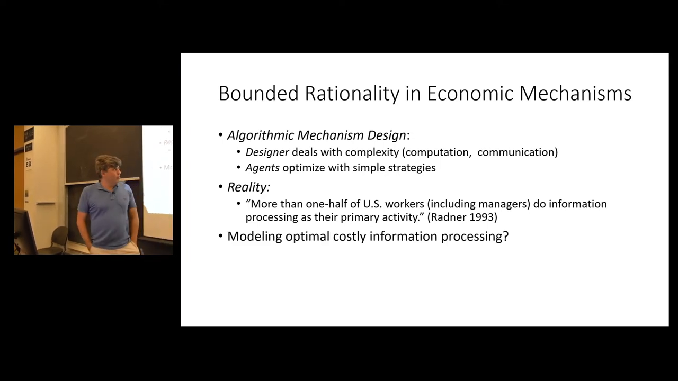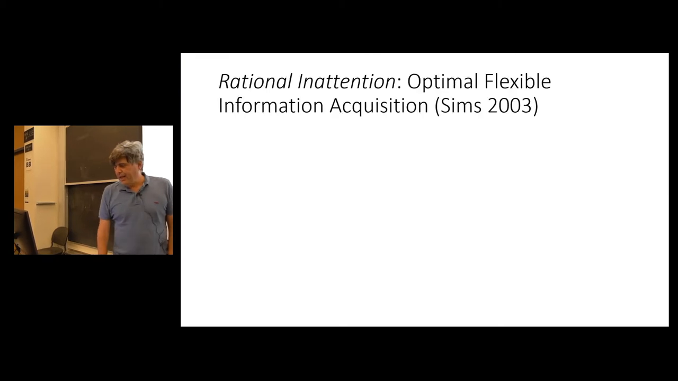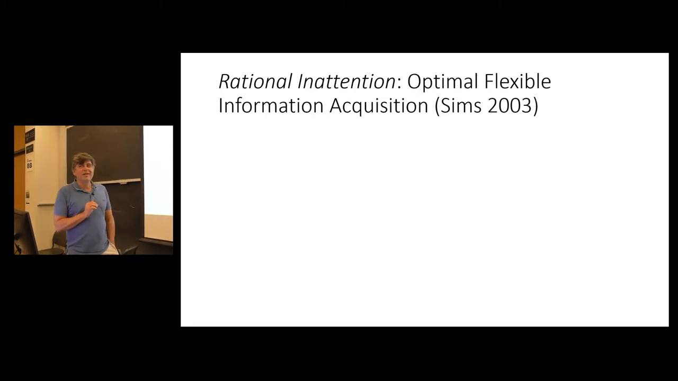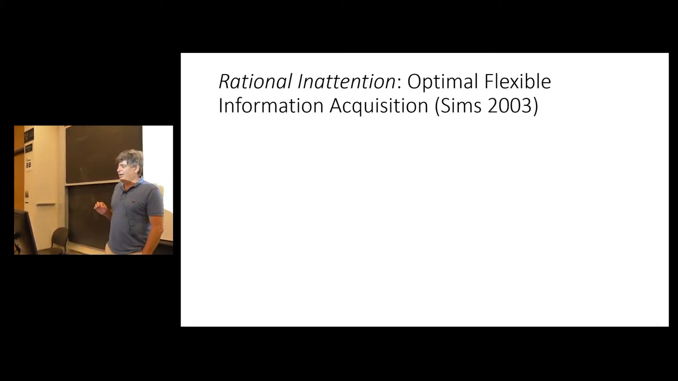So how do we model that? We take a somewhat maybe extreme view of this, that the agent is optimally dealing with a complex problem. So there's some ex-ante stage where the agent is optimizing, subject to some constraints on information processing that he has. And now the popular way of doing this is called rational inattention, which is really a way of modeling optimal flexible information acquisition.